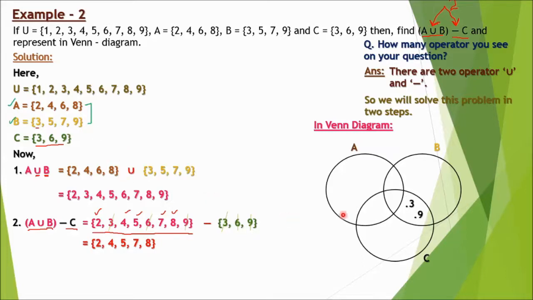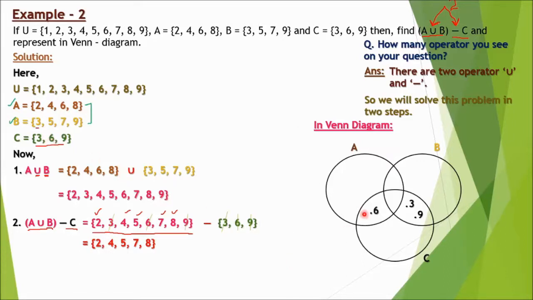Now finally we have to check, are there any elements common on A and C, to fill this area? Consider A, this set, and C, this set. Can you find any element common? Yes, we can find 6 is common. 6 is there in A, 6 is there in C also. So we can write 6.